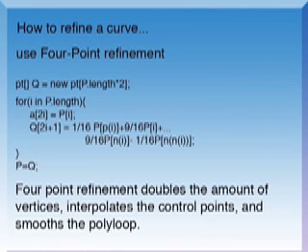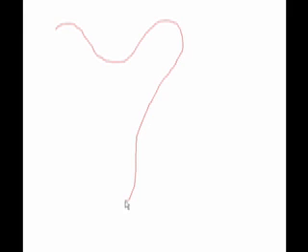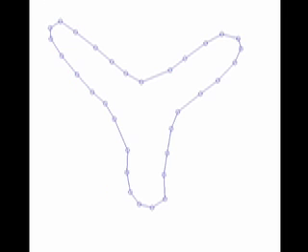A 4-point refinement is a type of refinement that interpolates the control points and smooths a polyloop. Here we'll draw the polyloop. Here you can see the polyloop and the control points. As we call the refinement each time, the control points double, creating a smoother polyloop.